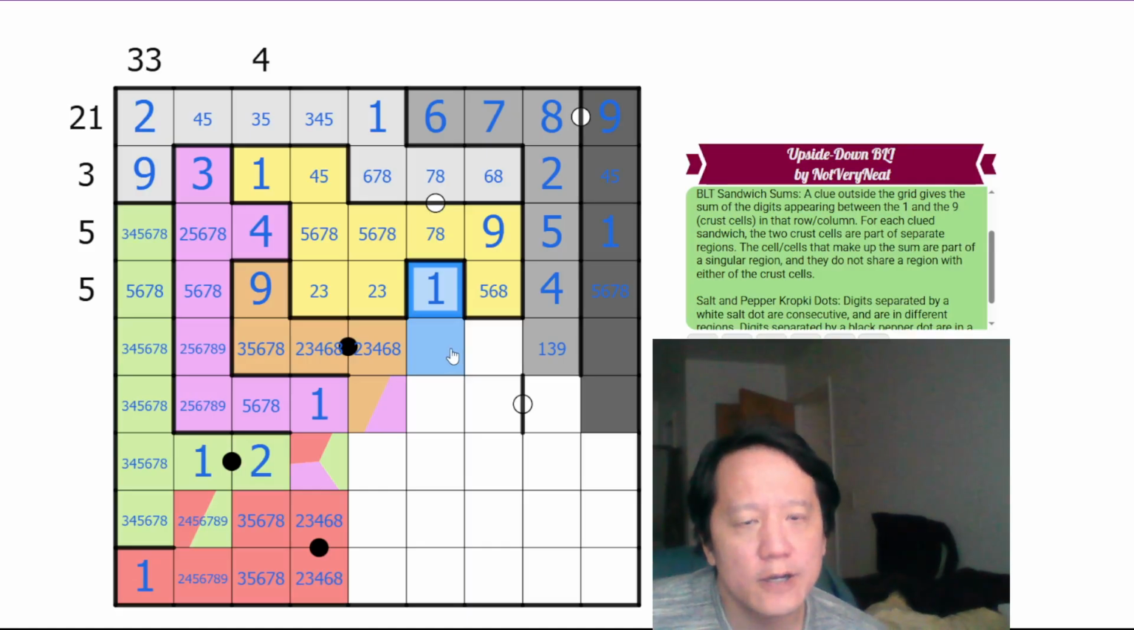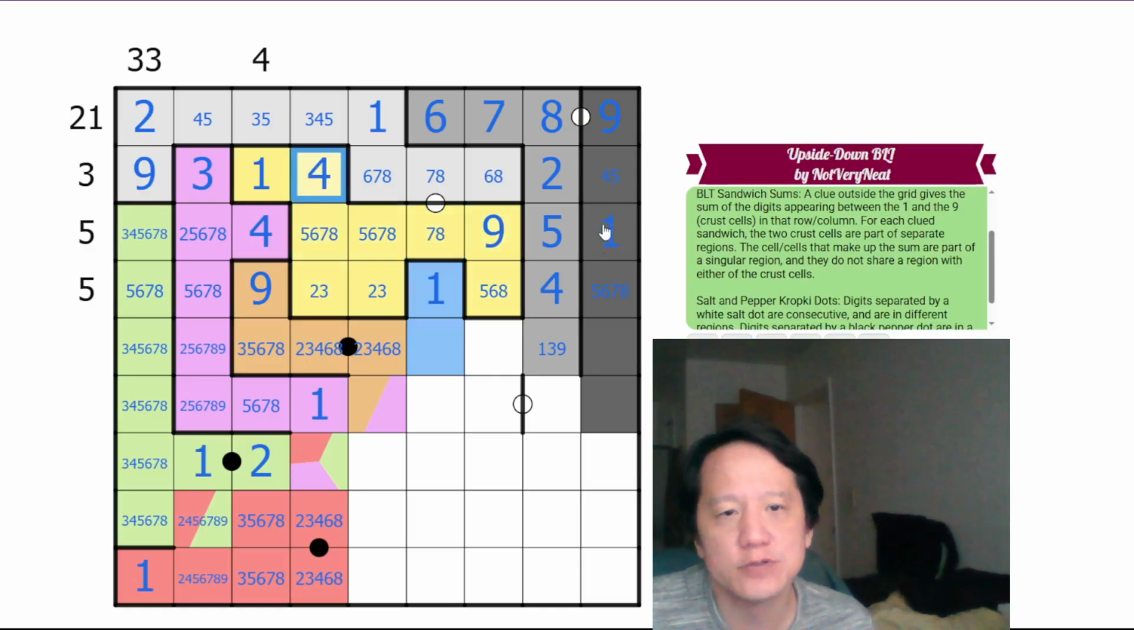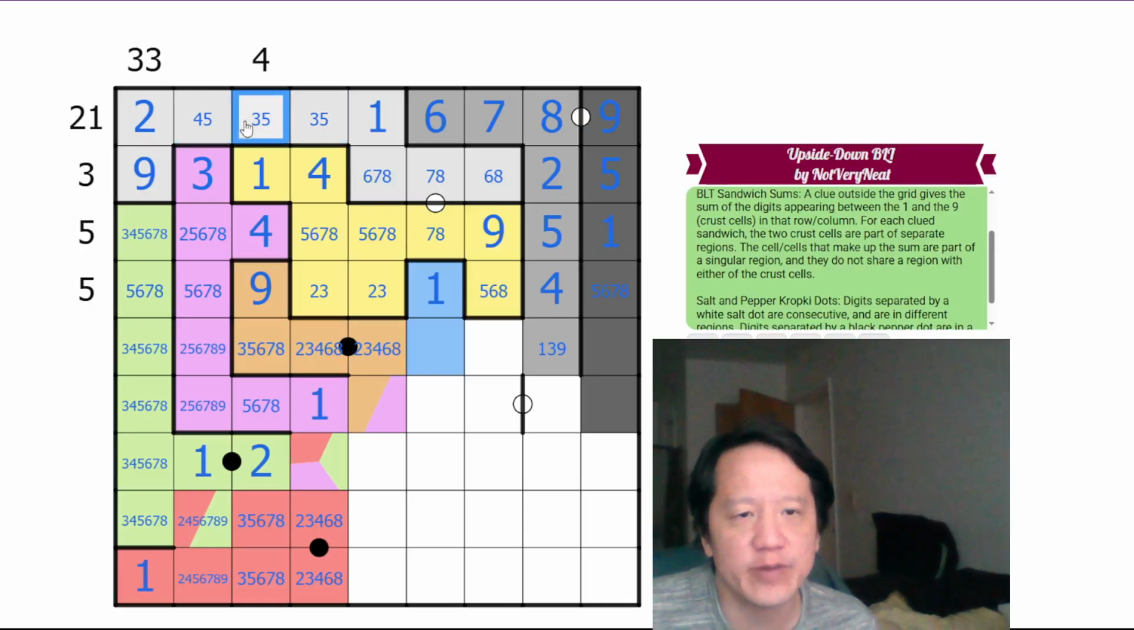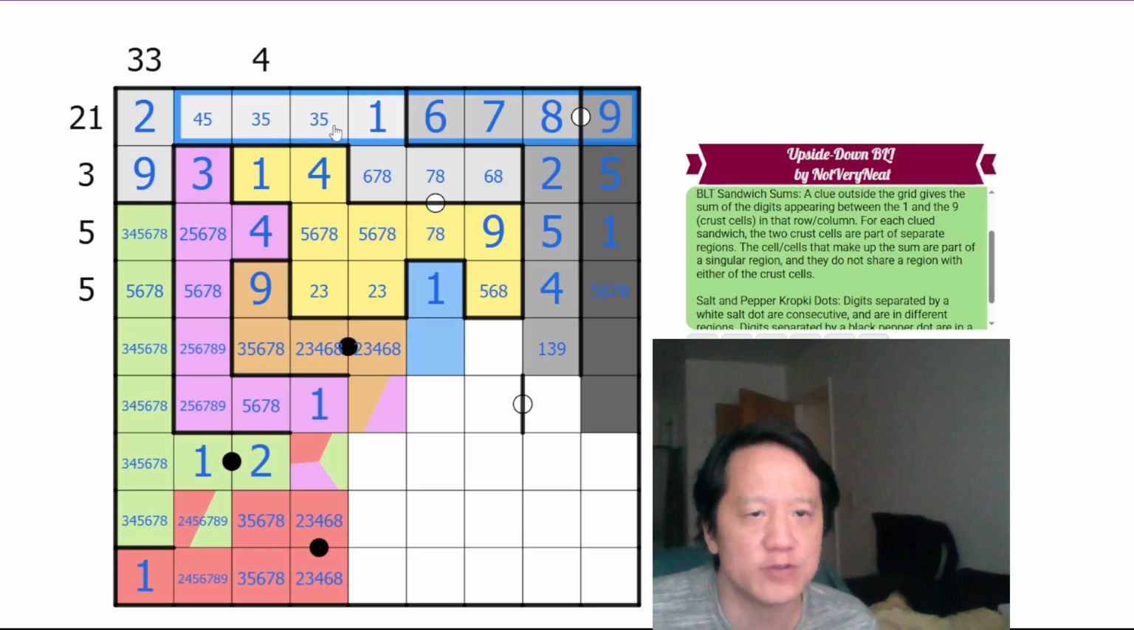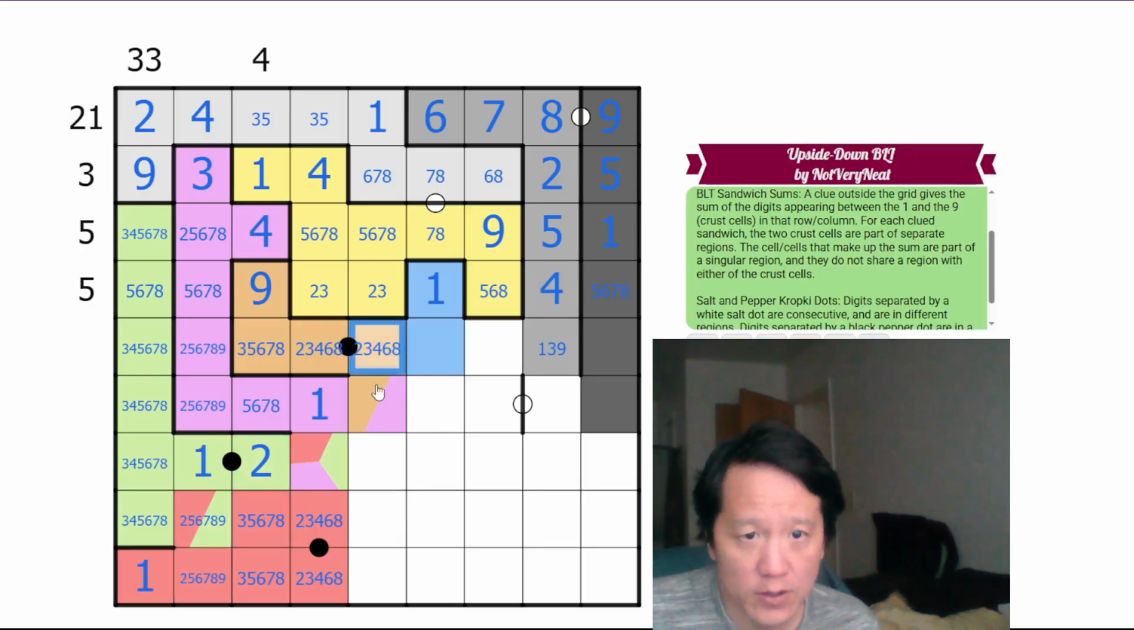Okay. Where's 4 in the yellow region? It has to be here. So this is 4, which makes that 5. No 4 here. We have a 3, 5 pair in row 1, which eliminates 3, 5 in the rest of the row. So this can't be 5. It's 4, which eliminates 4 in the rest of the column. So no 4 there. So this has to be yellow here, which means this can't be pink.